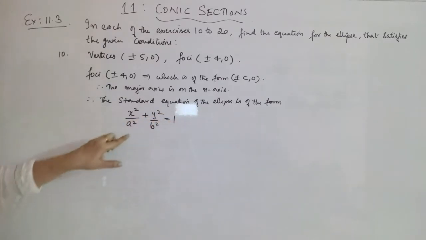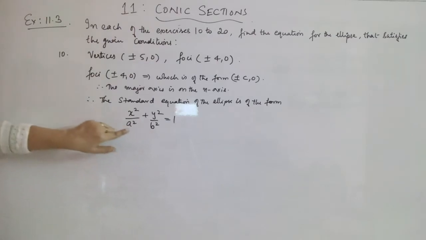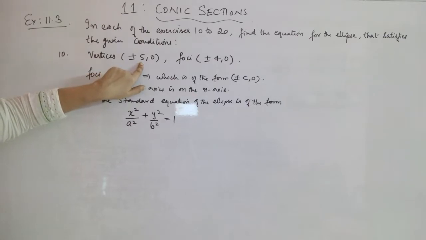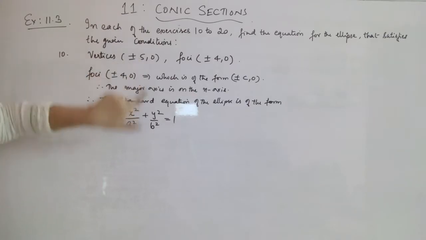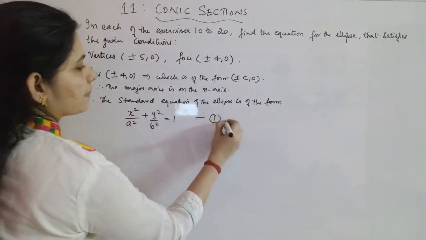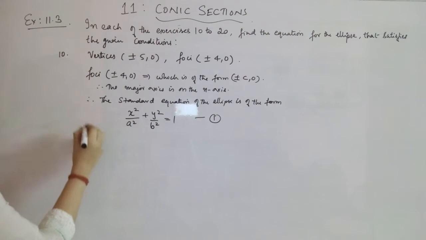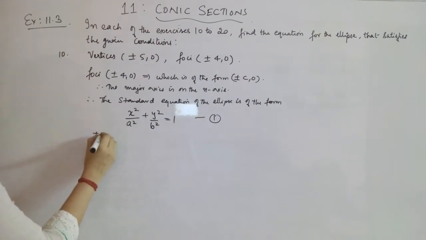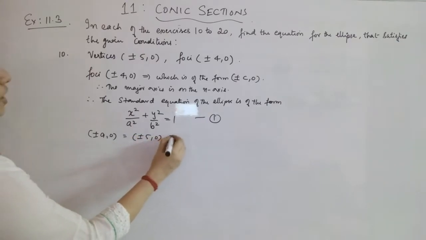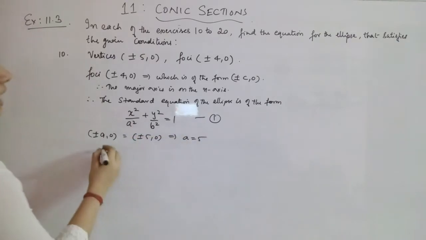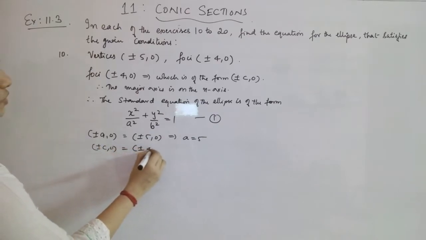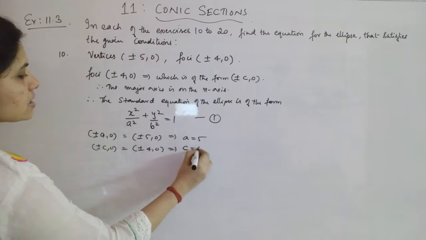Now our purpose is to find out the value of a square and b square. A square we will get because the vertex is given to be plus or minus a, 0. So a you have, but we have to find out b also and then replace here. So let it be equation number 1. Now from the vertices, which is plus or minus a, 0, given to be plus or minus 5, 0, you will get a to be 5, and plus or minus c, 0 equal to plus or minus 4, 0 is giving you c is equal to 4.